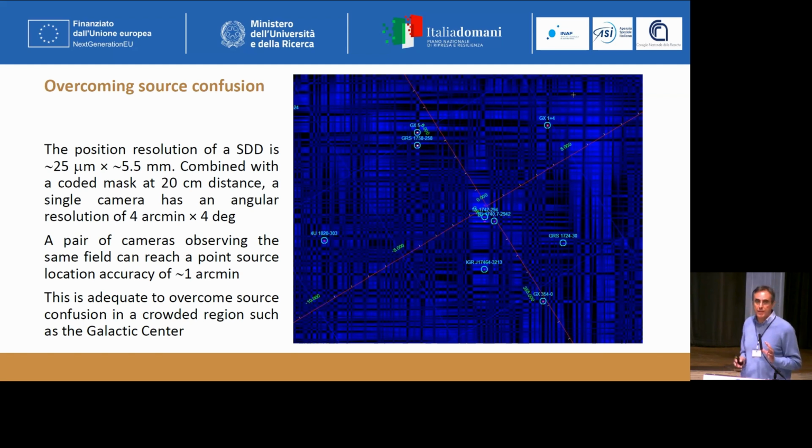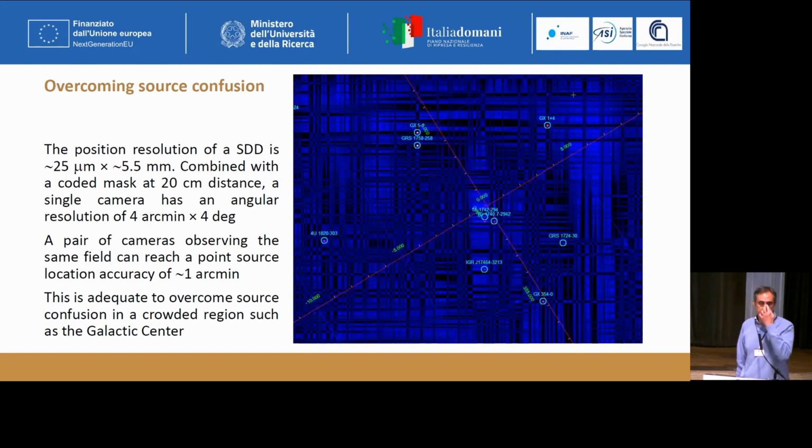A pair of cameras, so with detectors orthogonal with respect to each other, and observing the same field of the sky, can reach a point source location accuracy of the order of 1 arc minute.